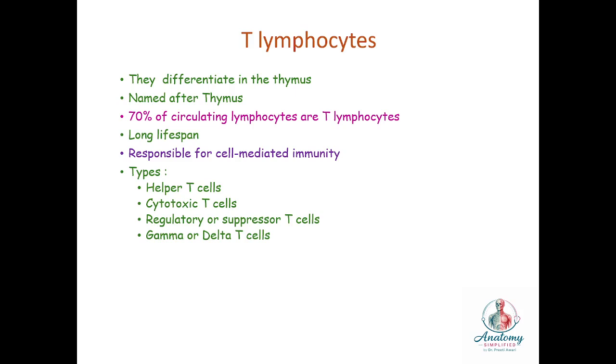The T lymphocytes differentiate in the thymus. That's why they are named after the thymus. 70% of circulating lymphocytes are T lymphocytes. They have quite a long lifespan. They are responsible for cell-mediated immunity. The various types of T cells or T lymphocytes are helper T cell, cytotoxic T cell, regulatory or suppressor T cell, and gamma delta T cell.